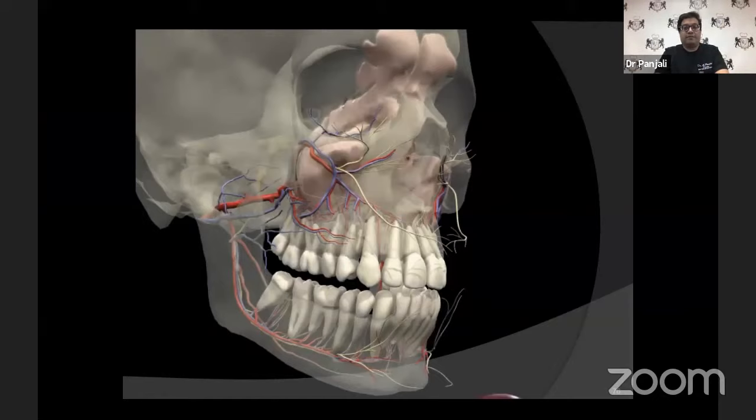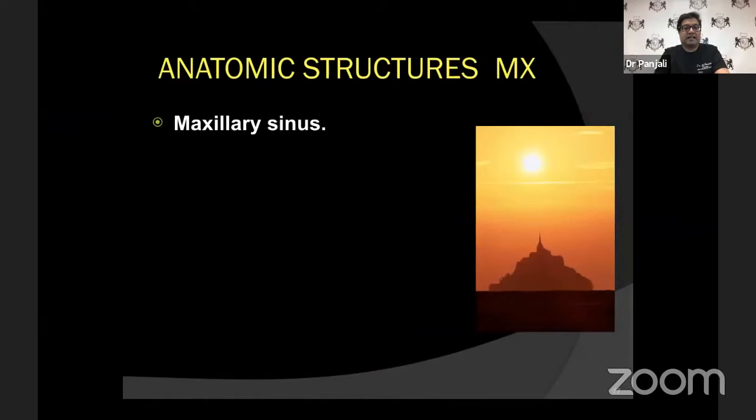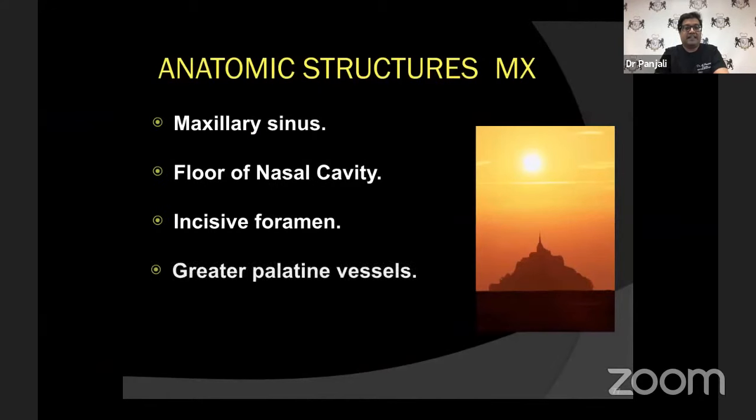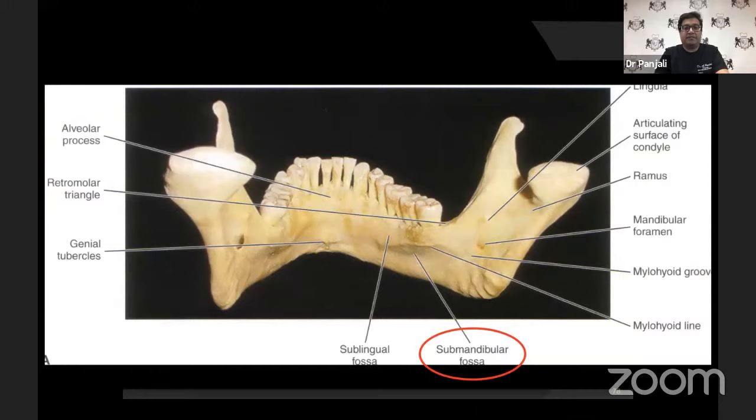Now let's talk very briefly about anatomy. Anatomical structures in the maxilla are the maxillary sinus, floor of nasal cavity, incisive foramen, greater palatine vessels, frenums, and in the mandible, we have the submandibular fossa. This often interferes with the placement of the implant, and therefore we sometimes have to incline our implants lingually to make sure that we don't pass through that into the mandibular fossa.